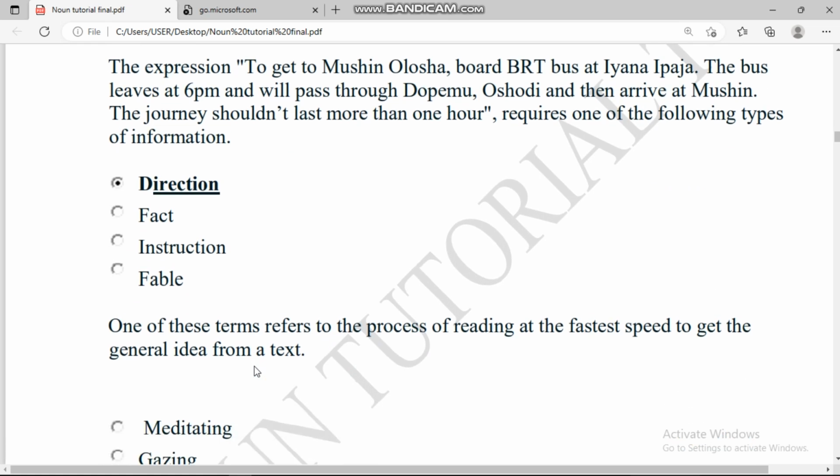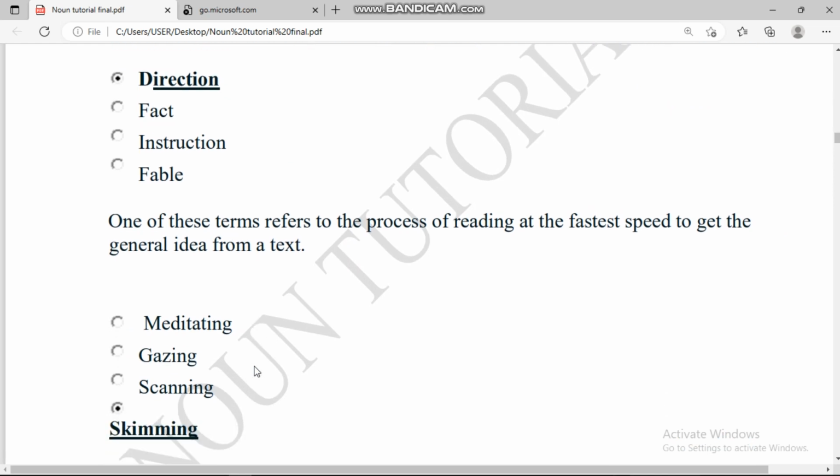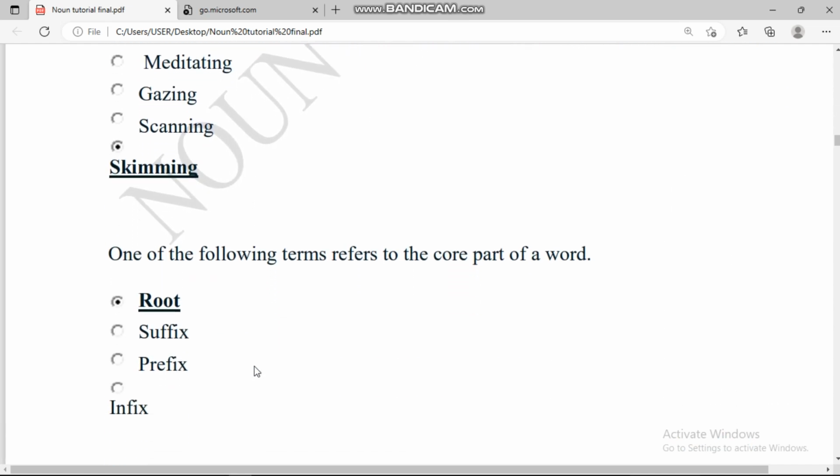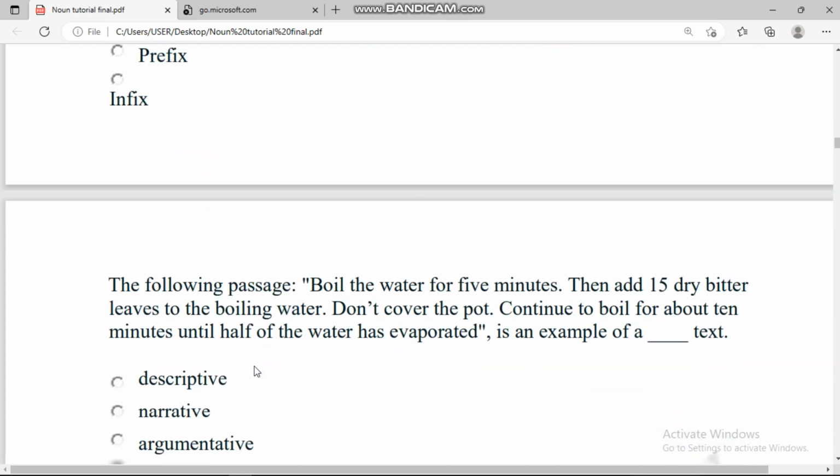One of these terms refers to the process of reading at the fastest speed to get the general idea from a text. Fastest speed is called skimming. One of the following terms refers to the core parts of a word. The answer is root. The core part of a word is root.